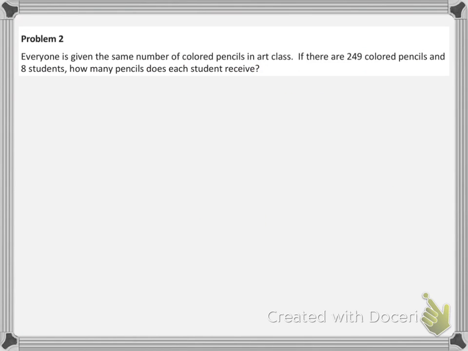Okay, and problem number 2. Everyone is given the same number of colored pencils in art class. There are 249 colored pencils and 8 students. How many pencils does each student receive? So let's look at those clues. Given the same number, so we're looking at an equal number of colored pencils. There are 249 colored pencils, so we're given a total. And there are 8 students. How many pencils does each student receive?